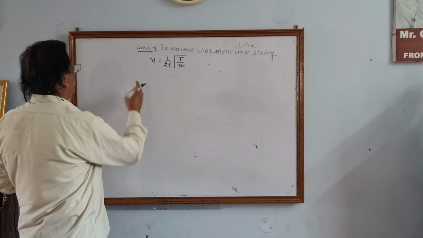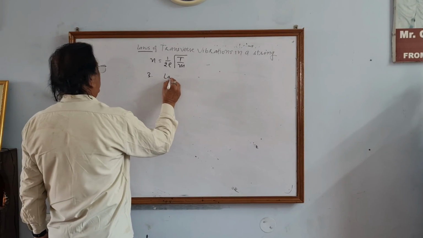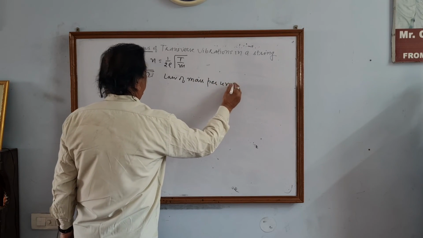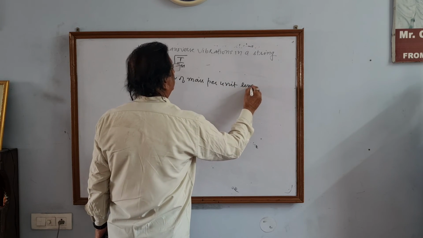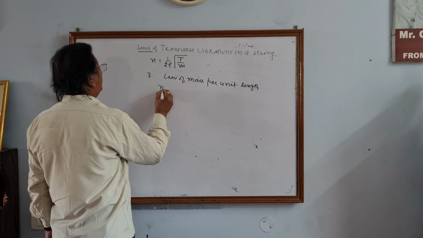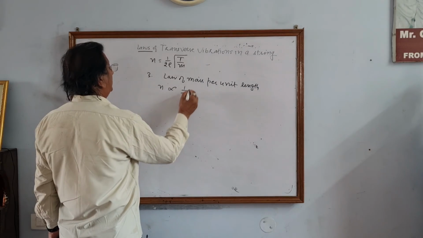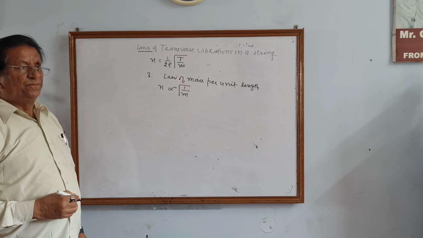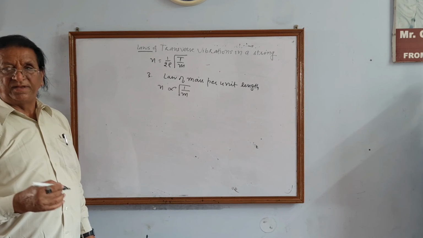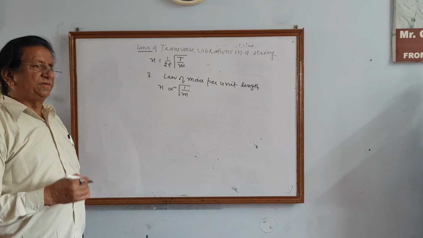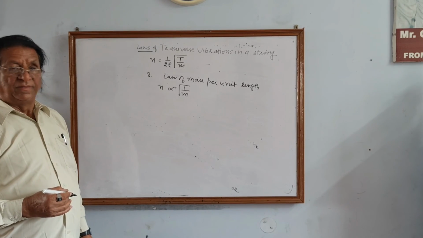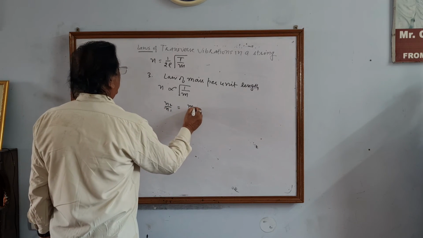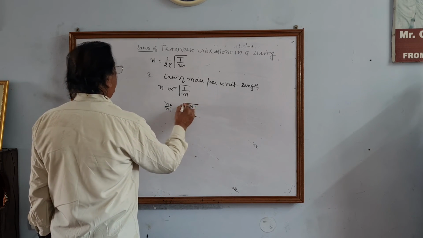Third law, law of mass per unit length. That is, fundamental frequency is inversely proportional to square root of mass per unit length. It is linear mass. m is linear mass density, mass per unit length. It will mean n2 by n1 equals square root of m1 by m2.